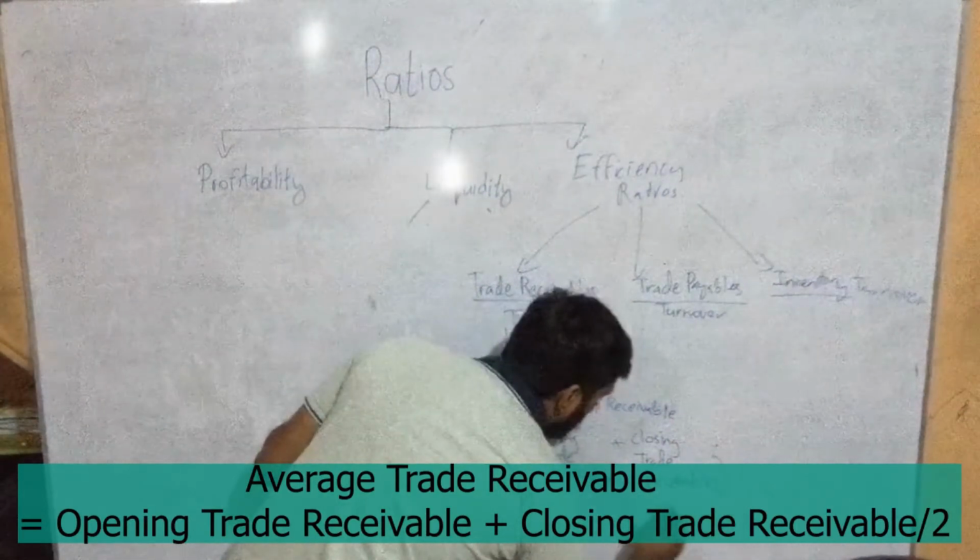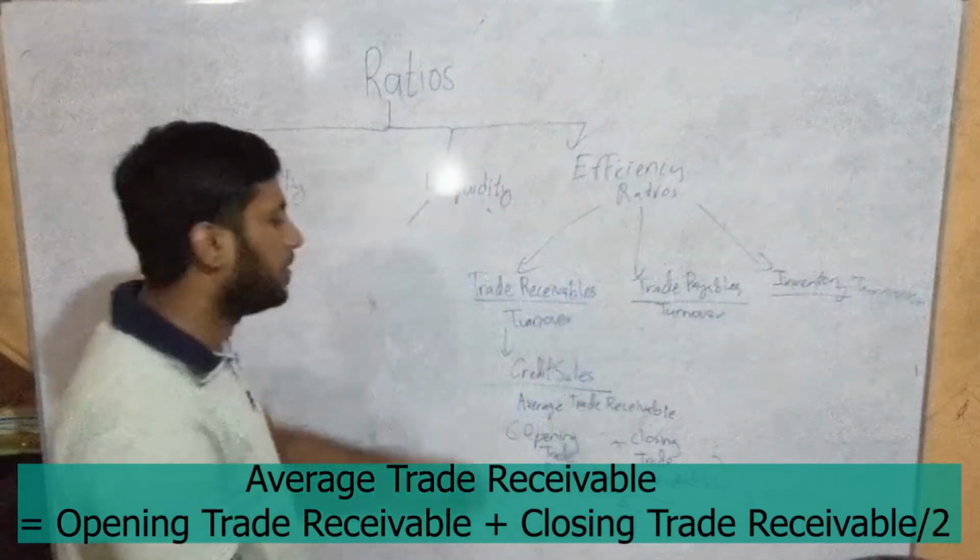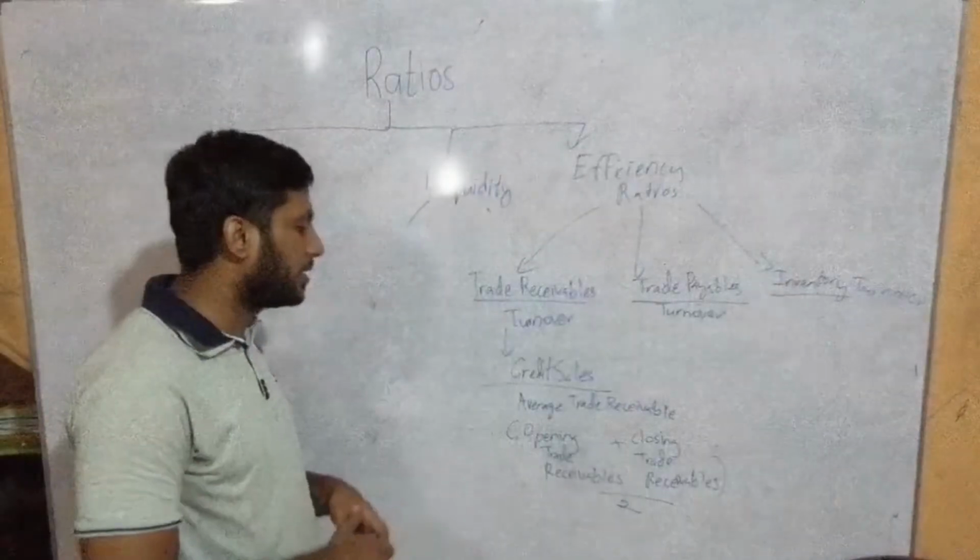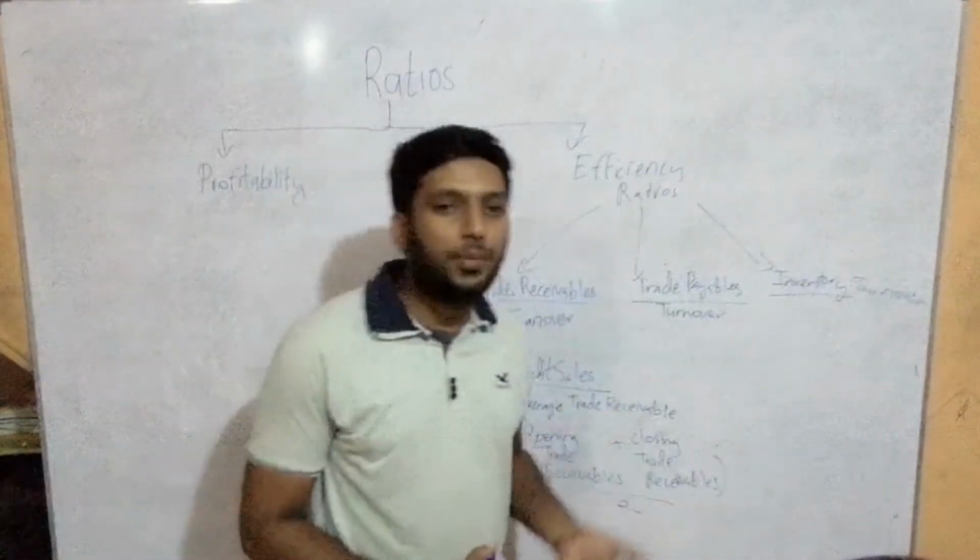So you take this and you divide by 2. So you get your average trade receivables. That's how you find your average trade receivables. Your examiner is very tricky.